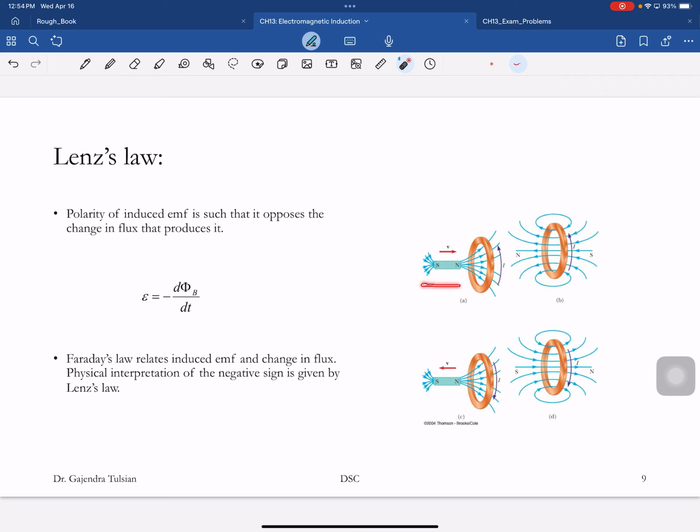So when you move the magnet in this direction, the flux through this ring is increasing, and the induced current is trying to oppose that change. And how does it do that? If the induced current is like that, it's producing a magnetic field in the opposite direction, and it's opposing the increase in this direction. So when the magnet moves this way, the induced current is that way, and when the magnet moves in the other direction, the induced current is in the opposite direction.